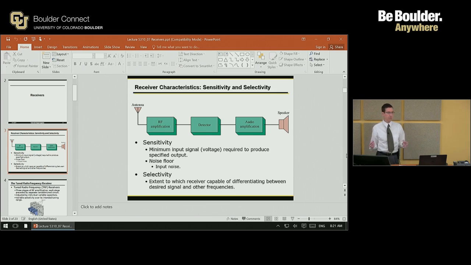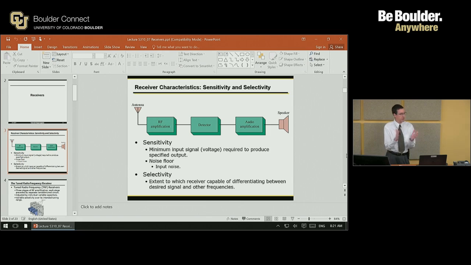Then we've got the two characteristics of a receiver. Sensitivity is the minimum input signal, the minimum voltage required in order to produce a specified output, or an output that's discernible. We'll also talk about noise floor and the signal-to-noise ratio relative to receivers later on in the lecture.